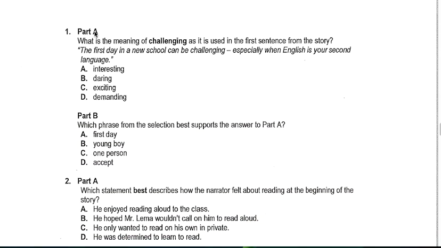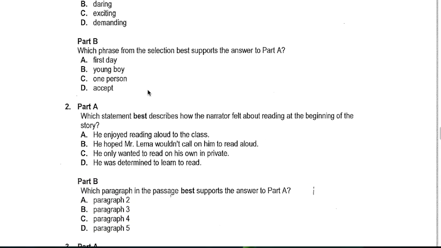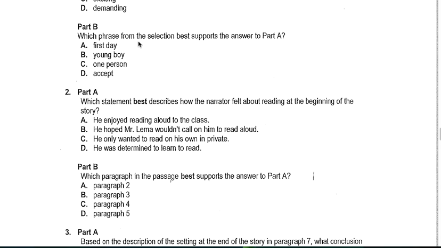Number 1, Part A. What is the meaning of challenging as it is used in the first sentence from the story? "The first day in a new school can be challenging, especially when English is your second language." A. Interesting. B. Daring. C. Exciting. D. Demanding. Part B. Which phrase from the selection best supports the answer to Part A? A. First day. B. Young boy. C. One person. D. Accept.